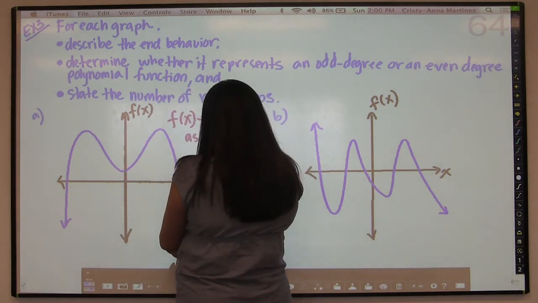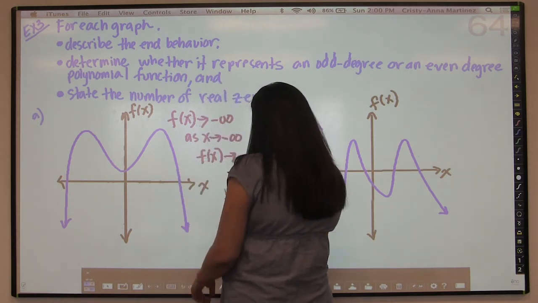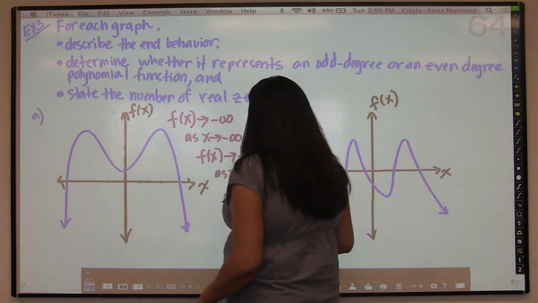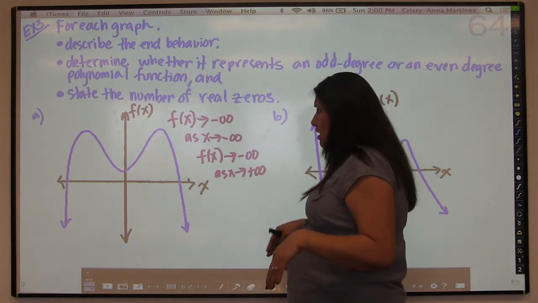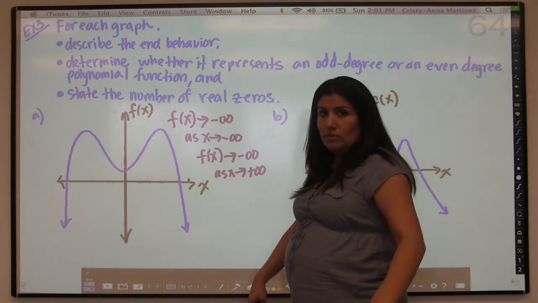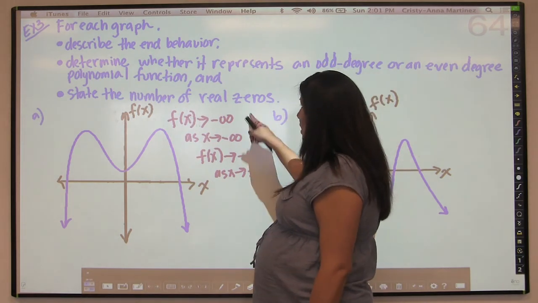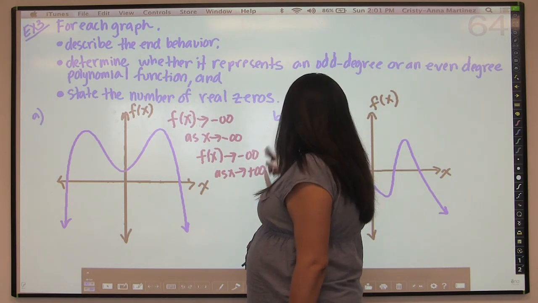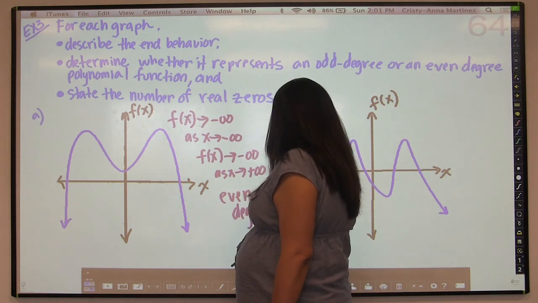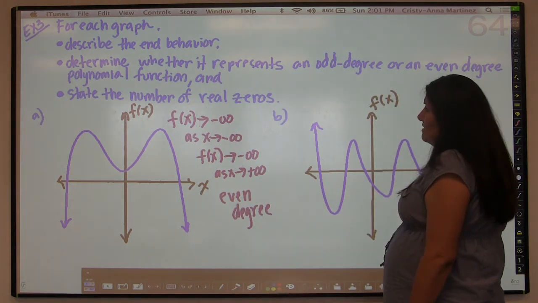Then on the other side, the y values are approaching negative infinity again as x approaches positive infinity. So as x approaches positive or negative infinity, the y values are approaching negative infinity. That tells you that both of the arms are down together, so this is going to be an even function. So we described the end behavior. We now know that it's an even degree because they're both going down together.